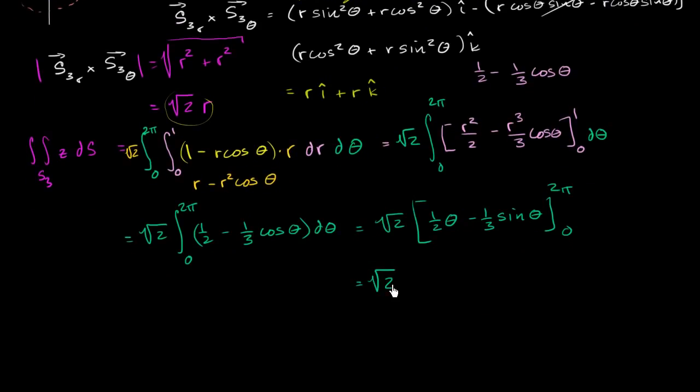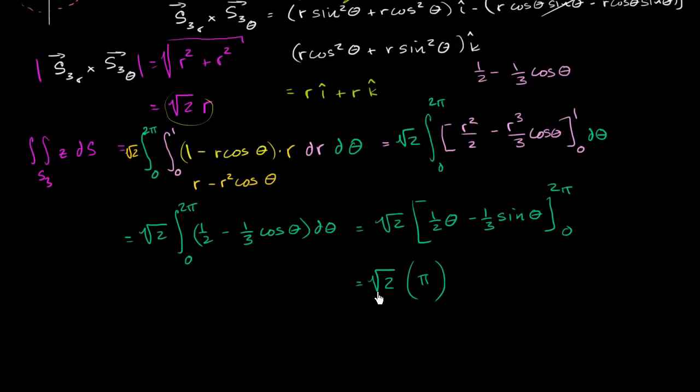We have square root of 2 times, evaluated at 2 pi, 1/2 times 2 pi is pi, minus 1/3 times sine of 2 pi. Well, that's just going to be 0. And when you evaluate it at 0, 1/2 times 0 is 0, sine of 0 is 0, so that all comes out to 0. So all of this business simplifies to pi. And we are done. We have evaluated surface 3.